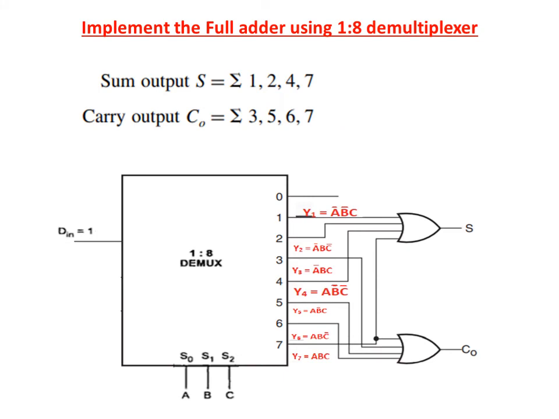Now implement the full adder using the 1:8 demultiplexer. The full adder outputs are sum and carry. The sum terms are 1, 2, 4, 7 and the carry terms are 3, 5, 6, 7. Here the input D is equal to 1, the selection lines are A, B, C and the outputs are 0 to 7. At each output we obtain the minterms. For the sum output we take the corresponding minterms to the OR gate: for sum 1, 2, 4, 7 and for carry 3, 5, 6, 7. So this is the implementation for full adder.